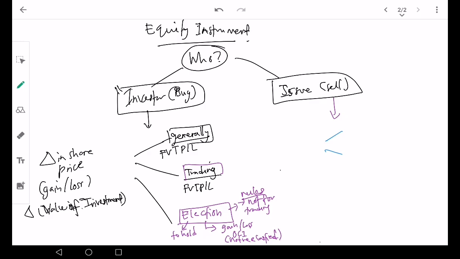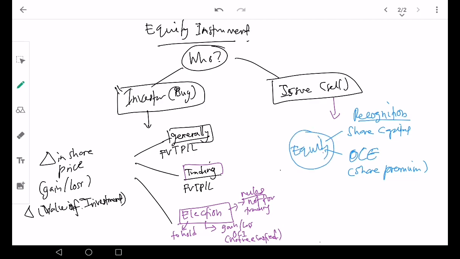the recognition involved is, as I mentioned just now, share capital and OCE. The old name we call share premium, but we put it under other component of equity, OCE. So this is under the equity column. The investor side is considered under asset because you are investing. Recognition of asset, recognition of equity.